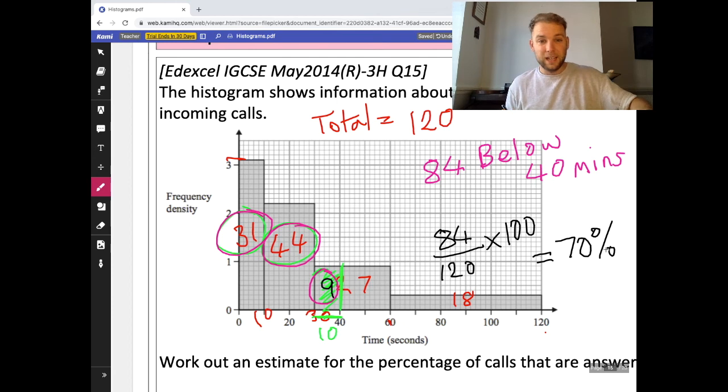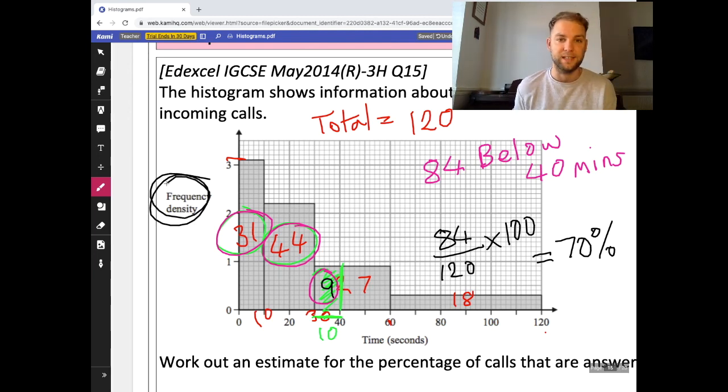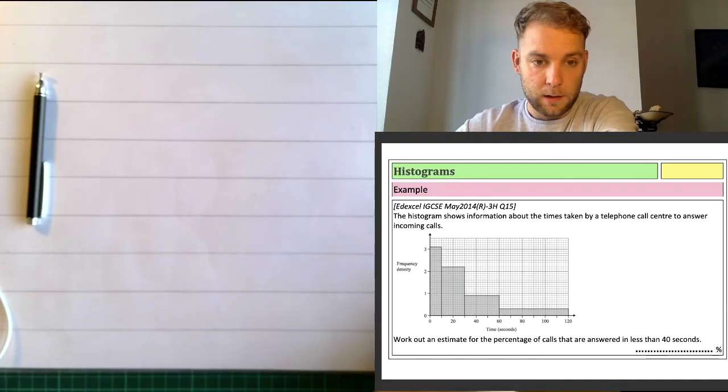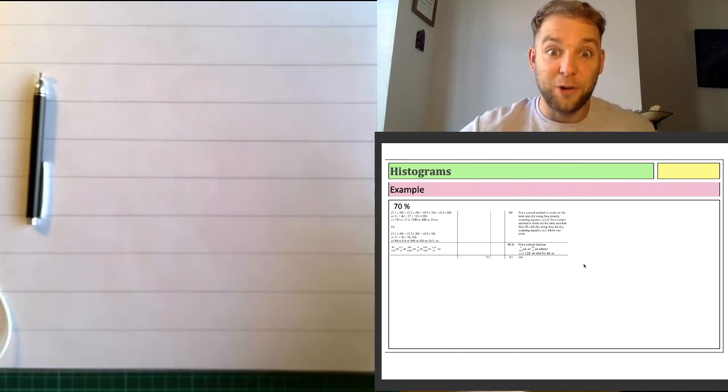Brilliant. That is tough, okay? That is tricky. And this whole topic is tricky. As soon as you get into this part where you've got to work out the frequency density, it is tough. And that's why we're going to need to practice it. So, let's have a go at some questions ourselves. So let's just check that answer first. Where are we? So 70%, yeah, brilliant, we got there.